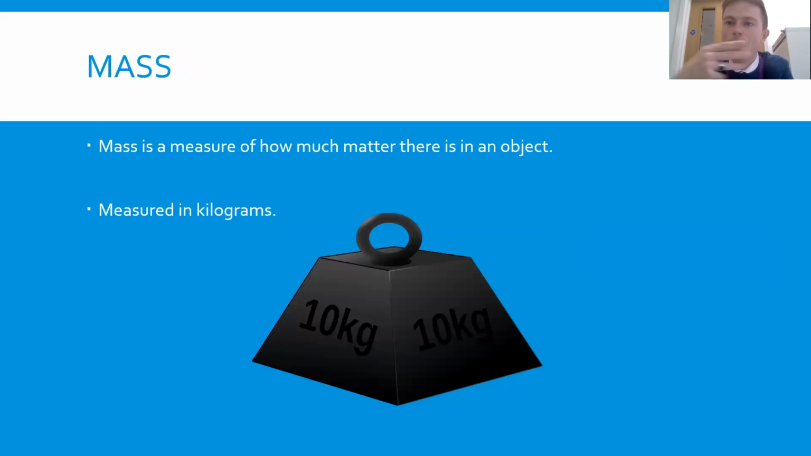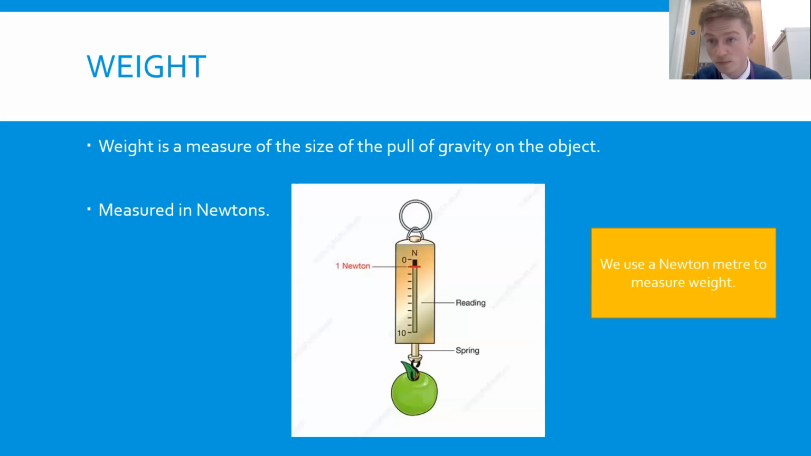And finally, mass. Now, mass is quite similar to weight, but there's a crucial difference. Mass is a measure of how much matter there is in an object. Now, mass would not change, but weight does change depending on where you are. So if you're in space, your weight would be different because of the different gravitational pull, the different forces at work, but mass would always stay the same. Mass is also measured in kilograms, so that's an easy way of remembering it. So if weight is measured in newtons, mass is measured in kilograms.